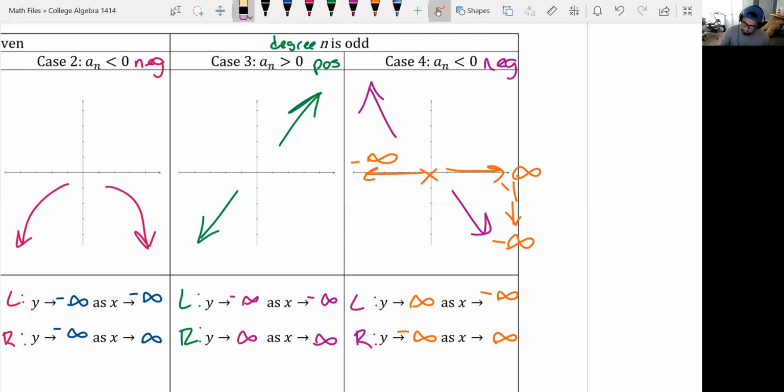And there it is. Those are the 4 cases for end behavior. If you're even, you open up or down. If you're odd, you John Travolta, or in my Zoom box, you T-Rex arms. You go this way, or you go that way. It's a new dance, okay?